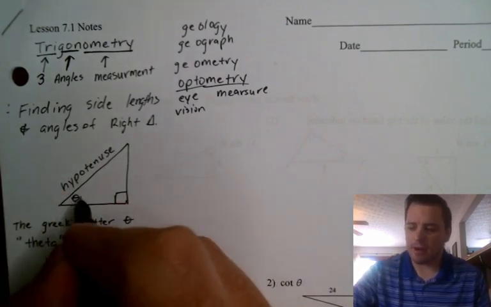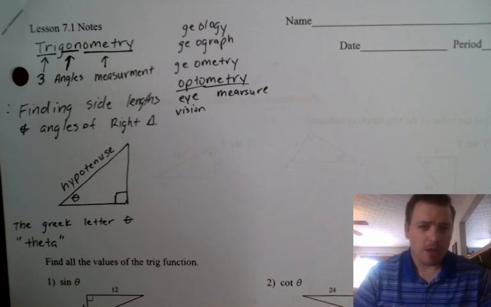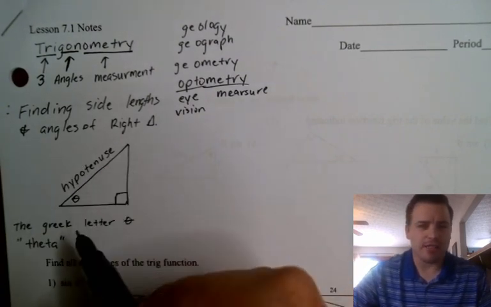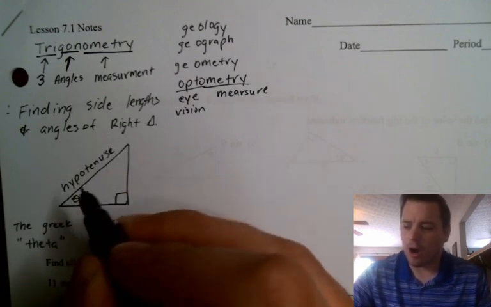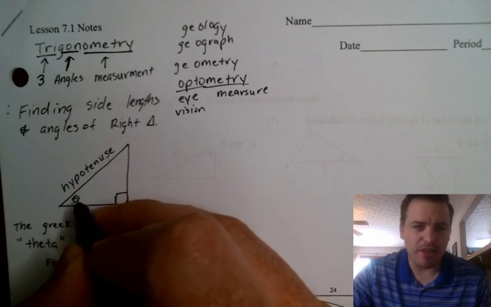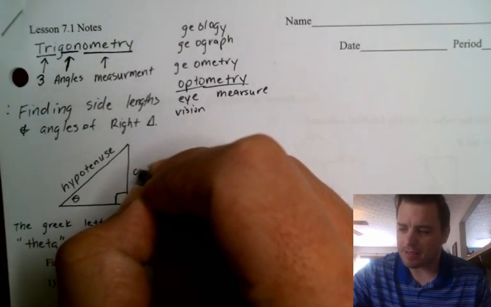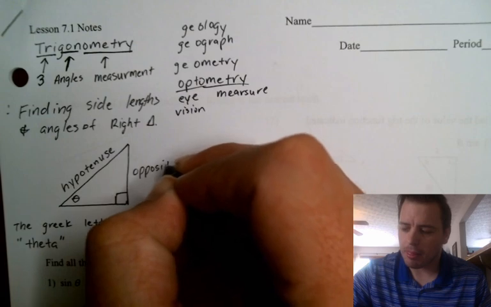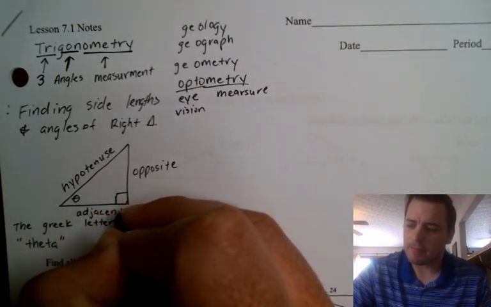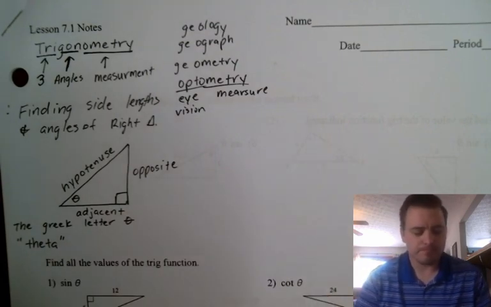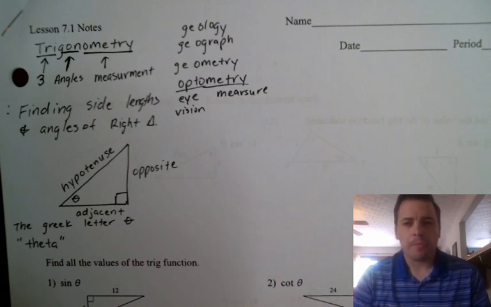So it's like this angle right here. Now, there's two other sides. We have adjacent and opposite. The side that's always opposite the theta angle will be the opposite, and the side adjacent to it will be the adjacent. We'll get to that a little bit later.